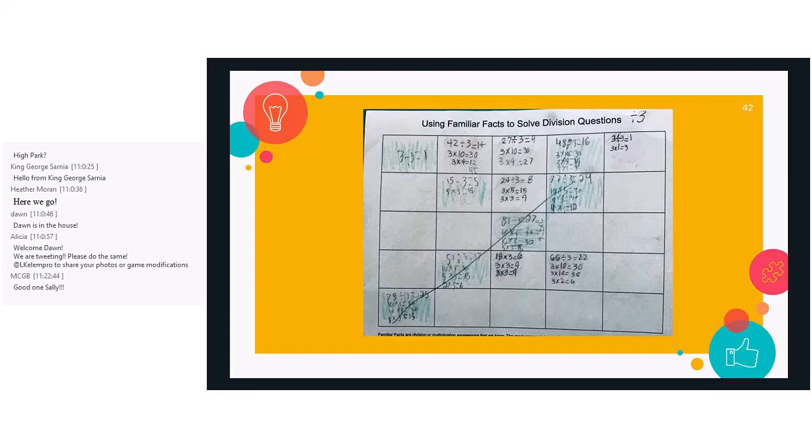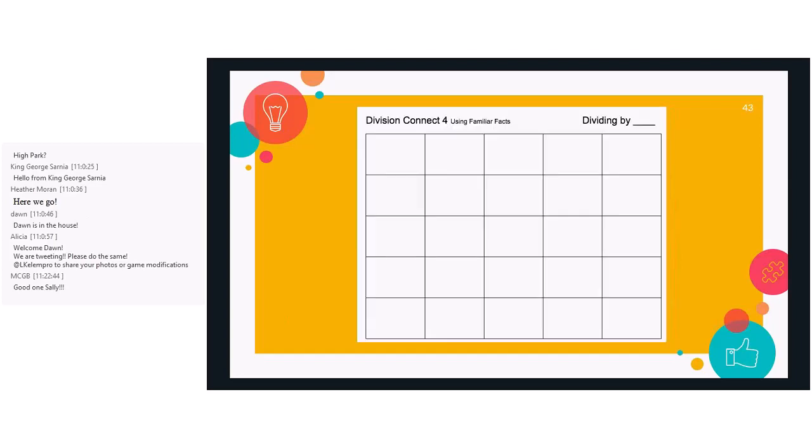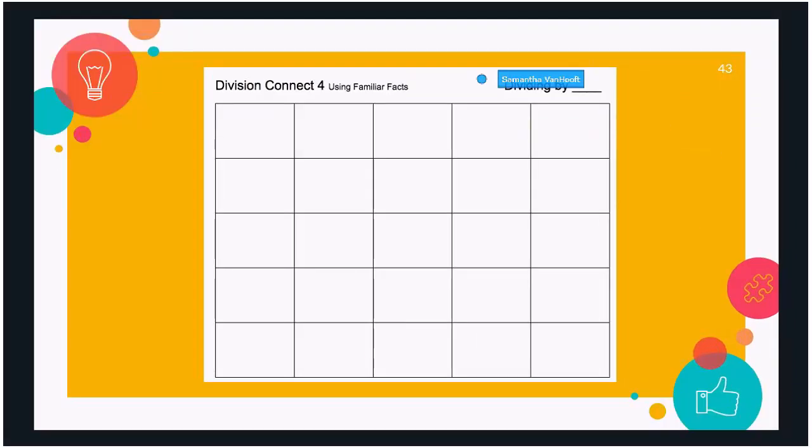To win the game, the student needs to be the first one to connect 4. They will need to use familiar facts to solve each division question. To begin, choose a multiples deck based on your goals for the students playing. If the multiples of 3 deck is drawn, then students will record the number 3 at the top of their page, indicating they are dividing by 3.